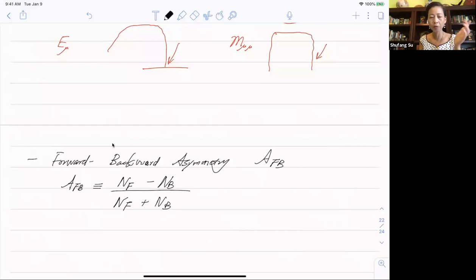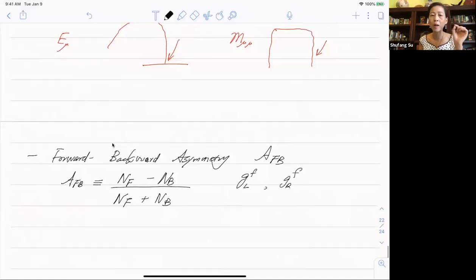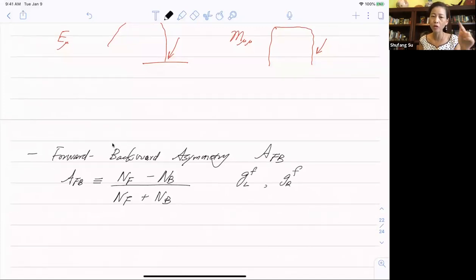The reason is, if you write that out, it is related to the left-hand couplings of the fermions and the right-hand couplings of the fermions. So by measuring this asymmetry, you actually know the chiral couplings of the fermions in your particular model. For example, for the Z couplings, we know that it couples to the left-handed quark differently from the right-handed quark. So by measuring AFB, you would be able to pin down what the actual coupling is.